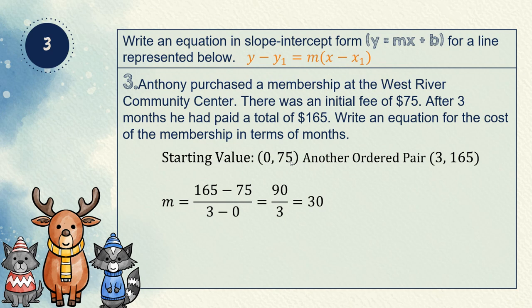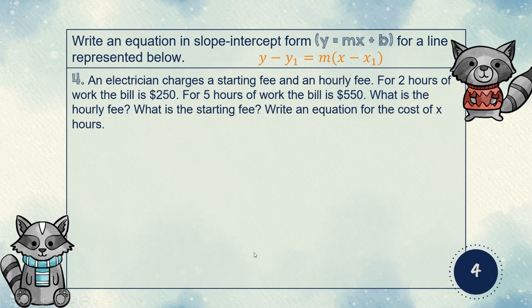Then to write our equation, since we are given b in this case, and now we've calculated m, I would just substitute them into y equals mx plus b. So we're not going to need point-slope form in this case because one of the points we were given is b, or the y-intercept. So he pays $30 a month, and the initial starting fee was $75.